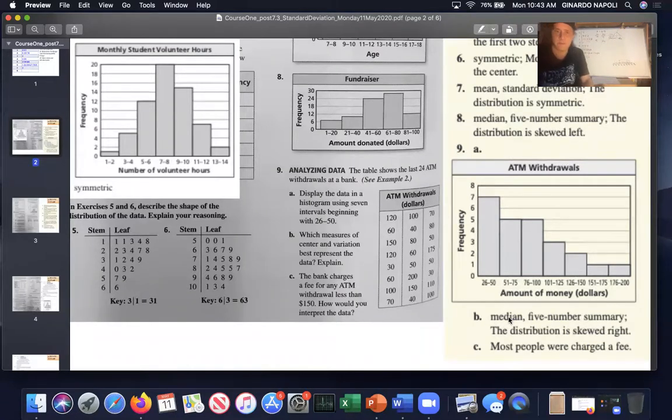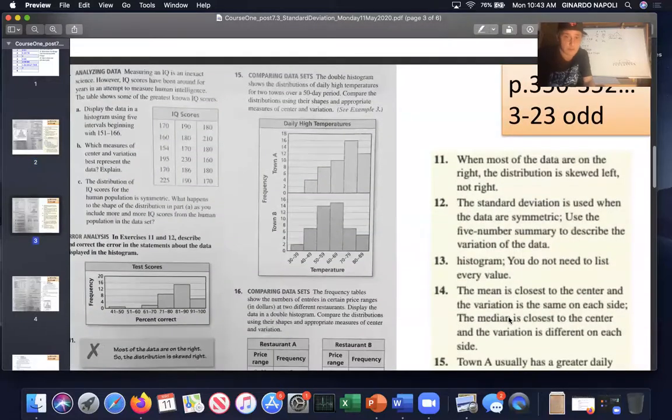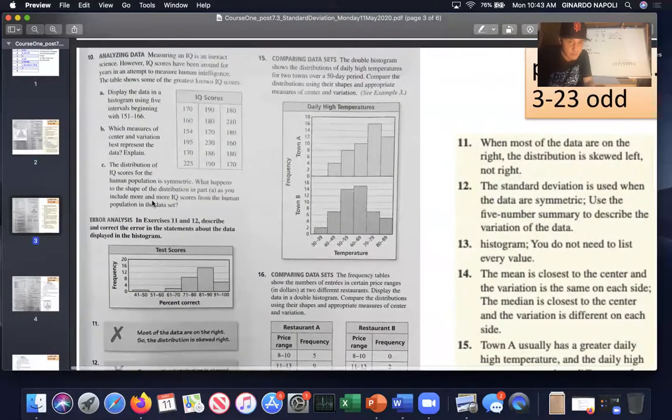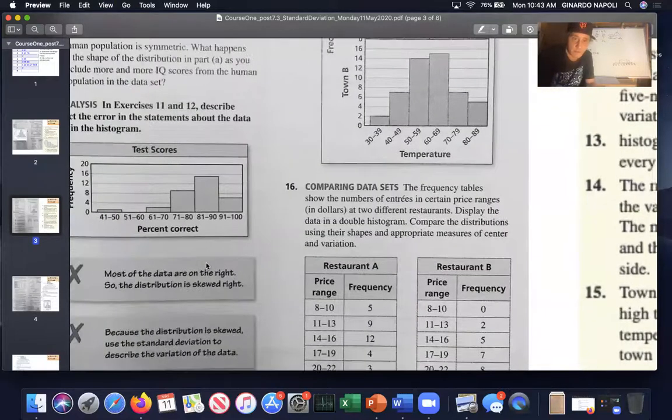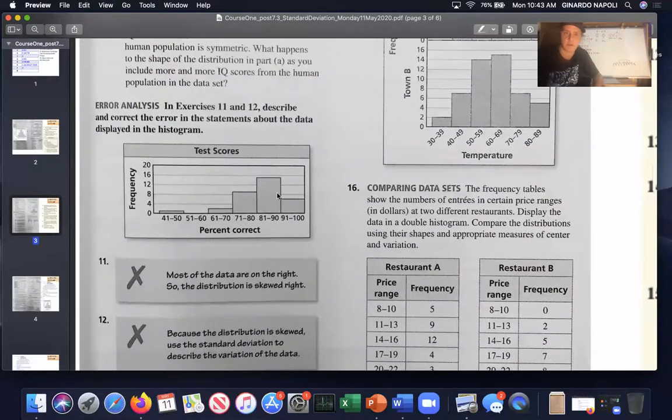Okay? And then going down to these. So again, when you get to number 11, this is one I didn't really like the way it was worded. People looked at this and said, okay, most of the data is on the right. Okay, so distribution skewed right. No. Look where the mode is. There's more data values, less to the left of the mode, so this is skewed left.